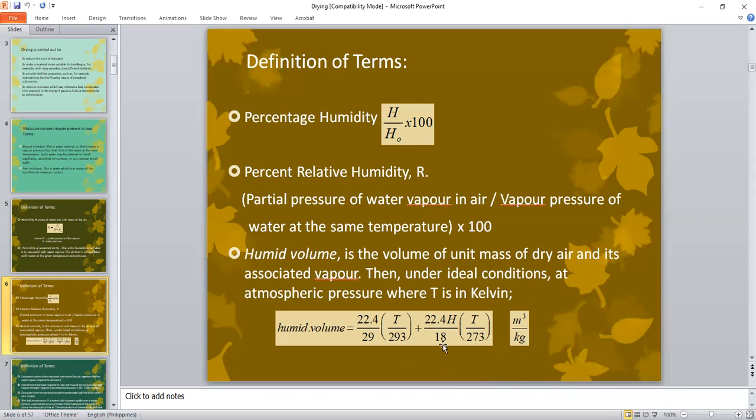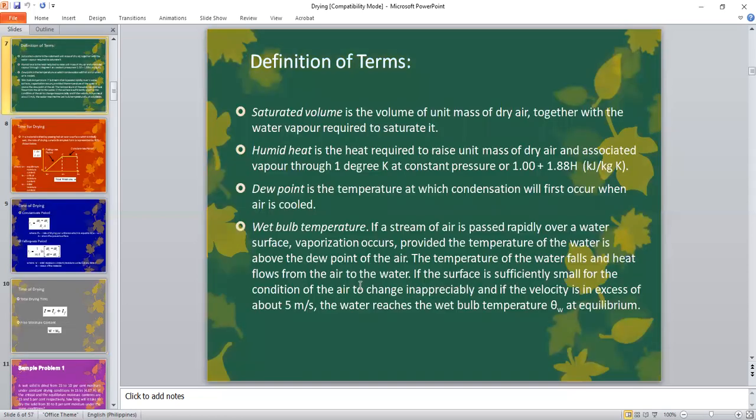As you can see in the formula, it's dependent on the absolute temperature and the humidity H. So the humidity, which is mass of water vapor over mass of dry air. Temperature, of course, has to be in Kelvin because the set of units that you have here is cubic meter per kilogram. So the volume of unit mass of dry air and its associated vapor, meaning it's referring to the water vapor that your air contains. So it's a mixture of the two.